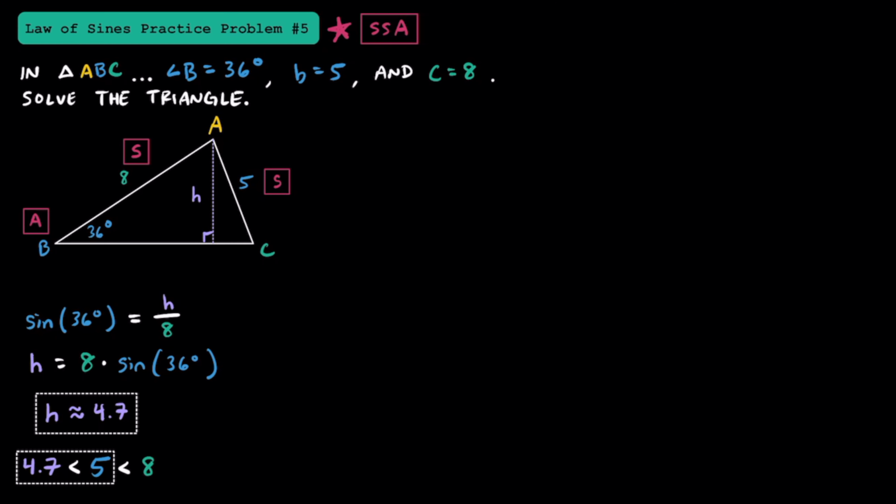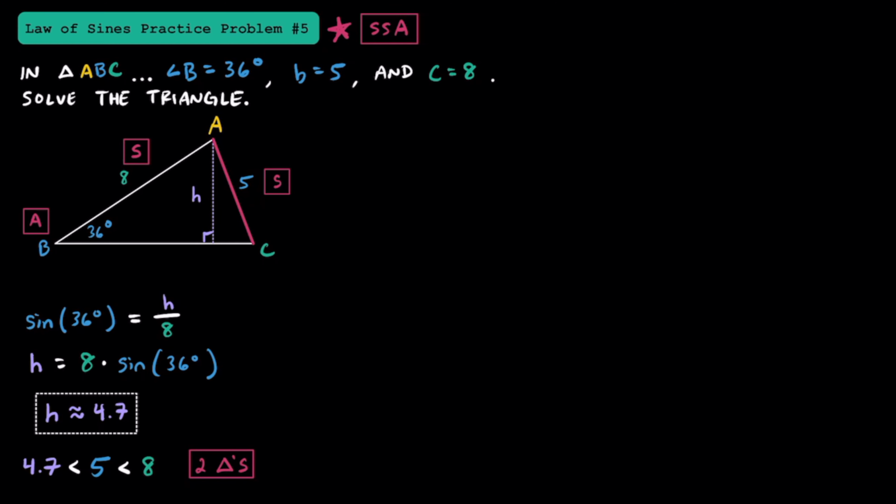It's important to see here that the height is less than 5, since 5 is the hypotenuse of the triangle on the right. And since 5, which is the opposite side of our angle of 36 degrees, is shorter than the adjacent side of 8, we've now confirmed that we can actually draw two triangles given the information that we have.